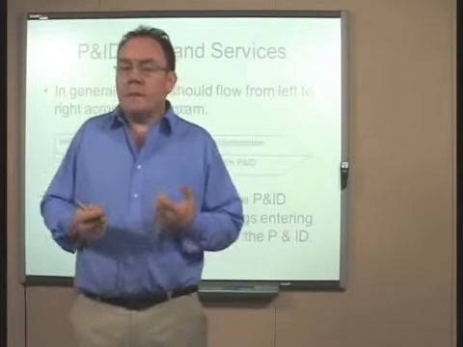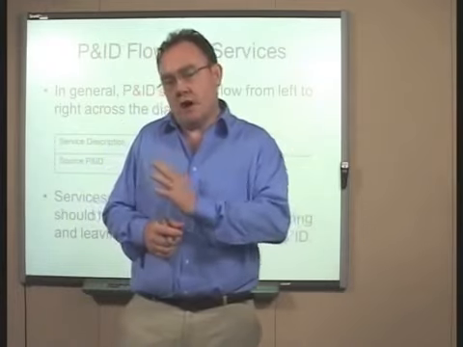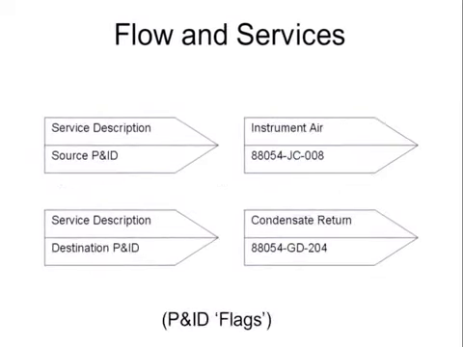Now, in general, with a P&ID, the process typically flows from left to right. So if you look at any P&ID, we'll see flags, P&ID flags, and it'll flow from left to right. We will have a source P&ID, and then we'll have a destination P&ID. So services entering and leaving a P&ID should have the associated flags entering and leaving at the extremes of the P&ID. Now, extremes of the P&ID means the extreme left and right.